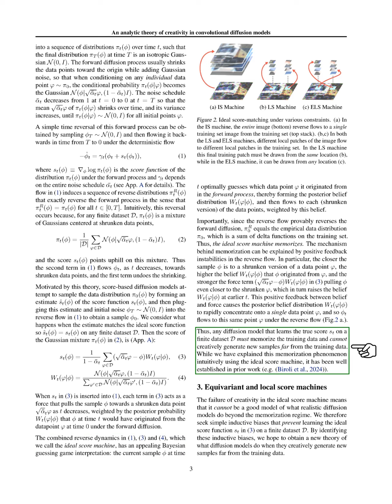Thus, we conclude that any diffusion model learning the true score on a finite dataset must memorize the training data and cannot generate new samples that are significantly different from it. This memorization phenomenon, while intuitively explained through the ideal score machine, has been well documented in previous research.